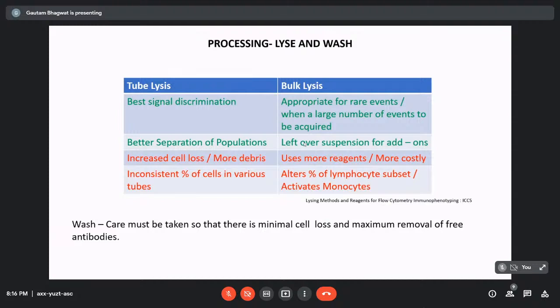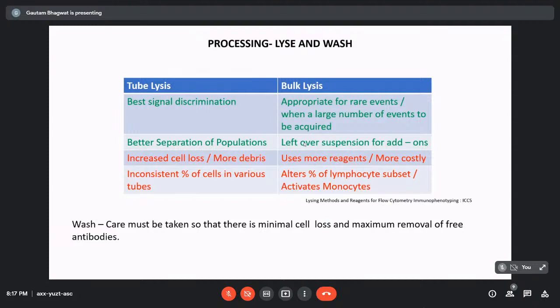And there is a good paper on this lysing method from ICCS, and it has given tabulated pros and cons for both. It also tells most of the things about lysing. But what we need to know here is that tube lyses would give us the best signal discrimination and best separation of populations. But as there are different tubes, lysis happens differently, so there would be an inconsistency in the percentage of cells in various tubes. Also, there would be increased cell loss and more debris.